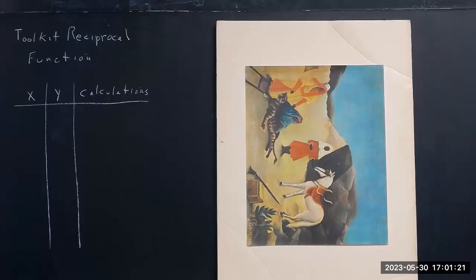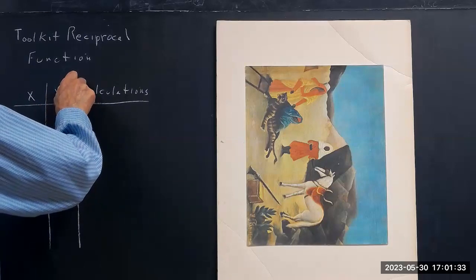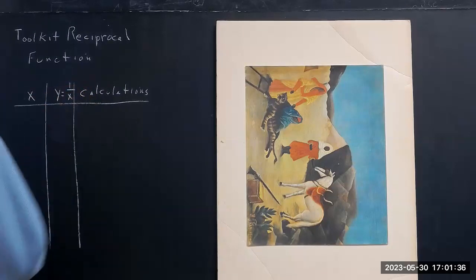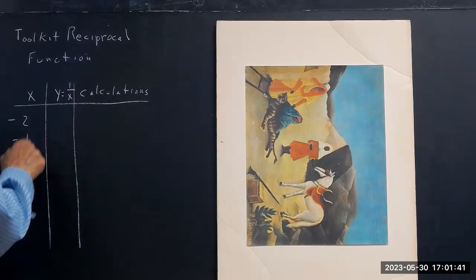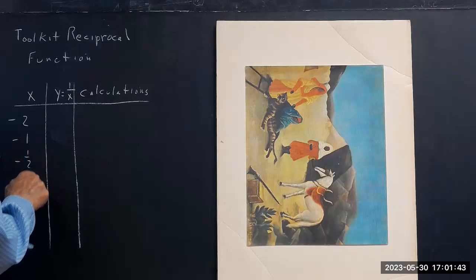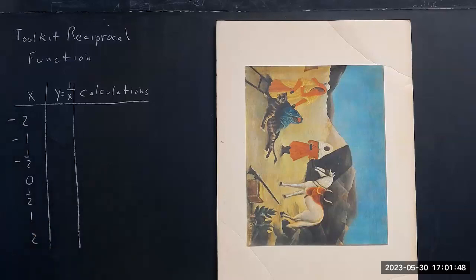Okay, we're going to draft the toolkit reciprocal function. Now, we've already seen in another video how to evaluate the values of the reciprocal function. The reciprocal function, of course, is y equals 1 over x. We use the standard x values. And of course, we already know that 0 is not going to work, but when we do this, we just go ahead and list them all so that we can clearly show the ones that we're not going to use.